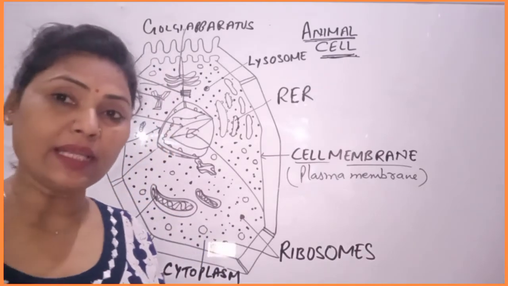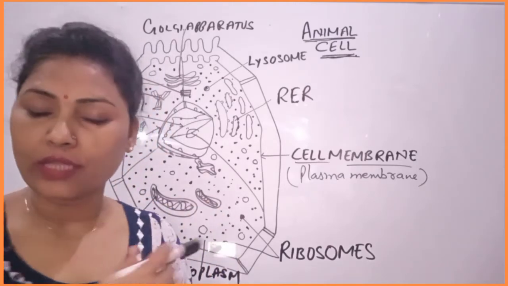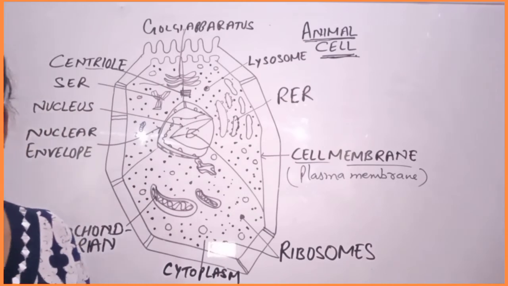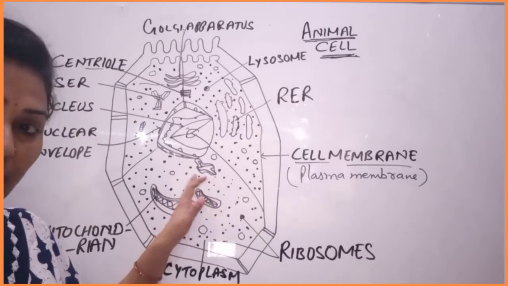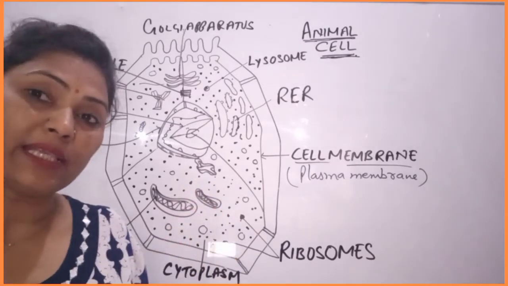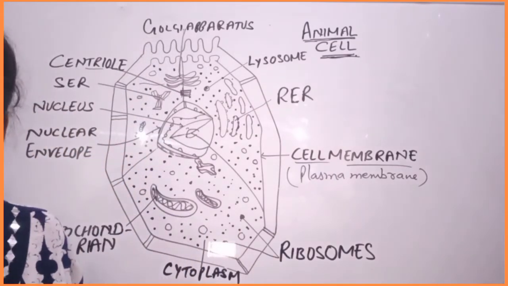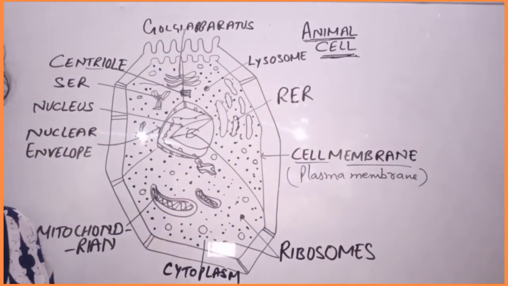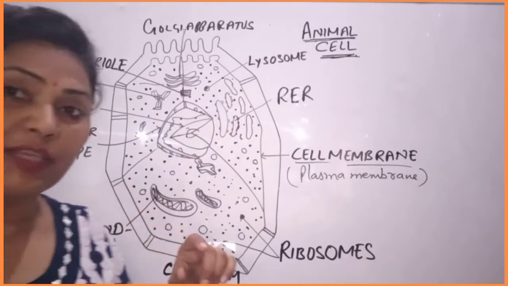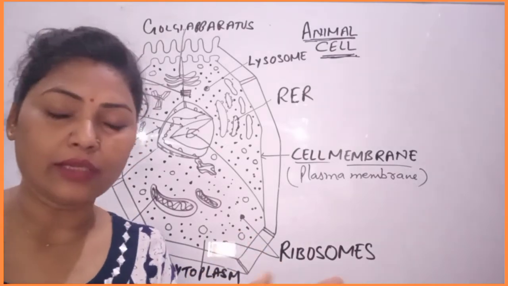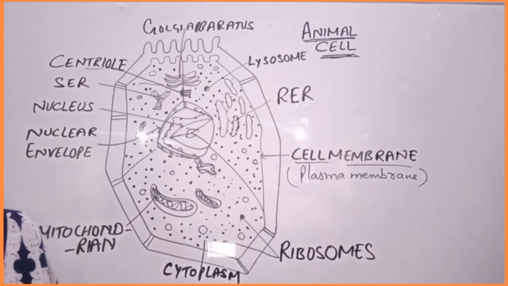So the plant cell contains a large vacuole, while in the animal cell the vacuole is absent. If they are present in the animal cell, they are smaller in size, but in plant cells they are very large. Nucleus is generally present in the center of the animal cell, but in the plant cell it is present at the periphery, means the side.